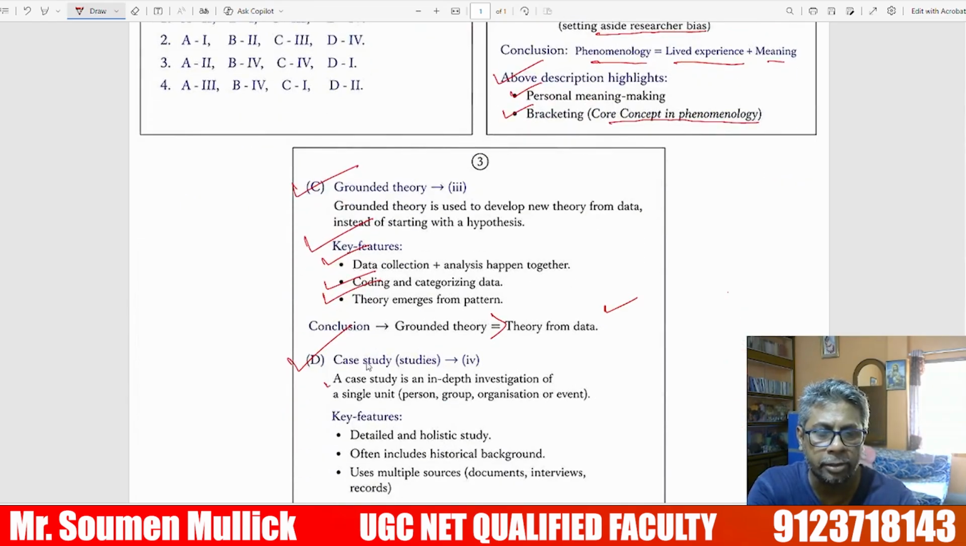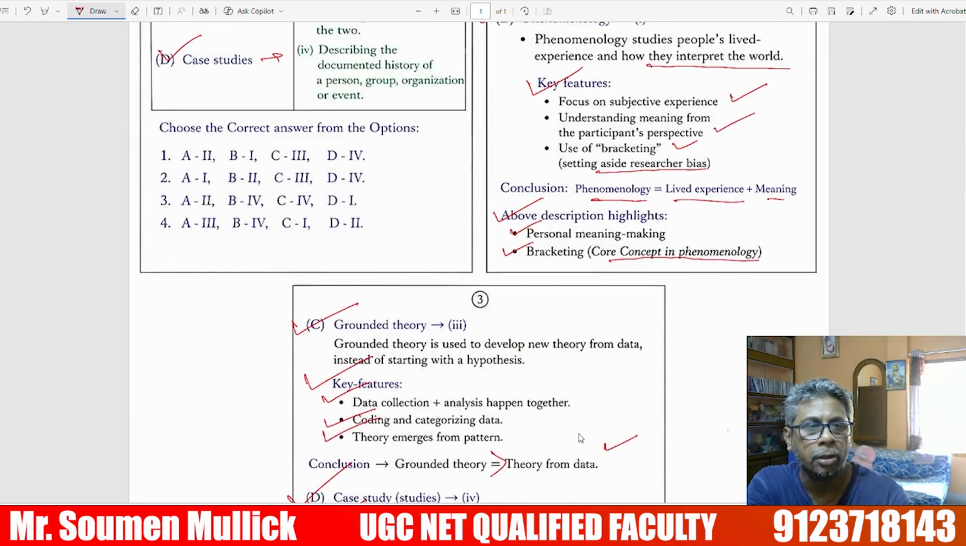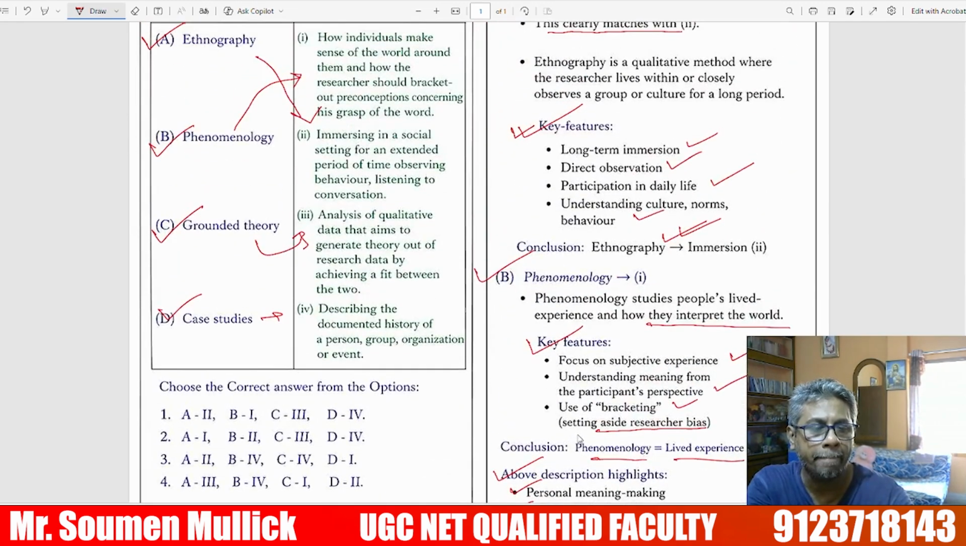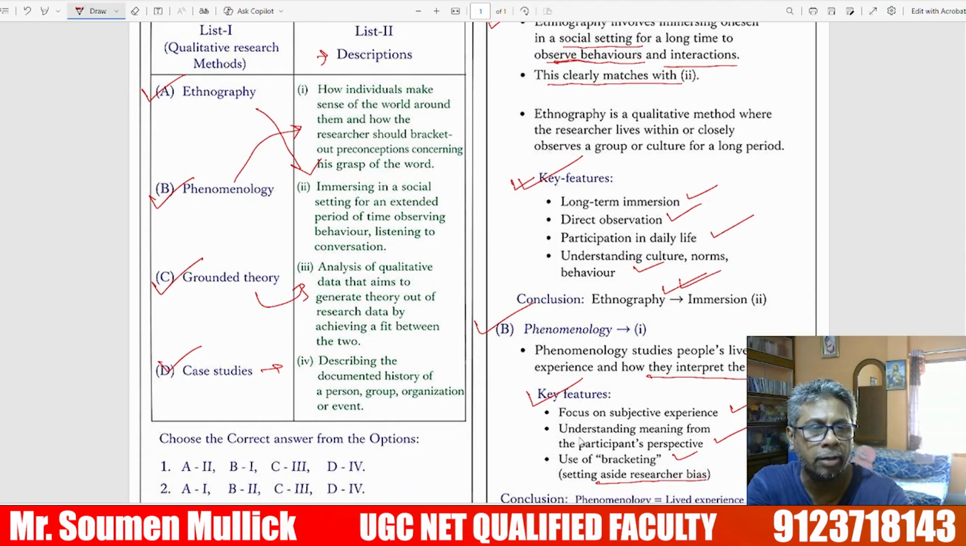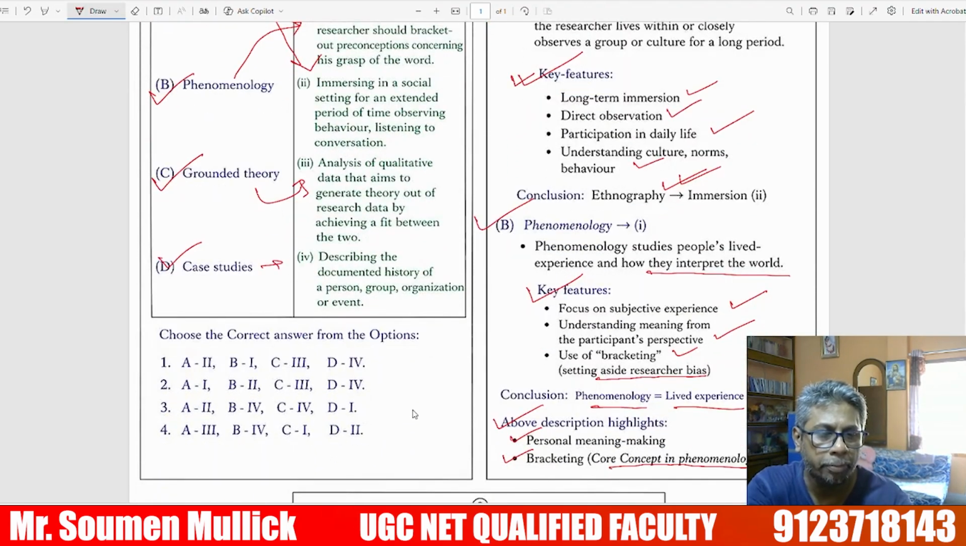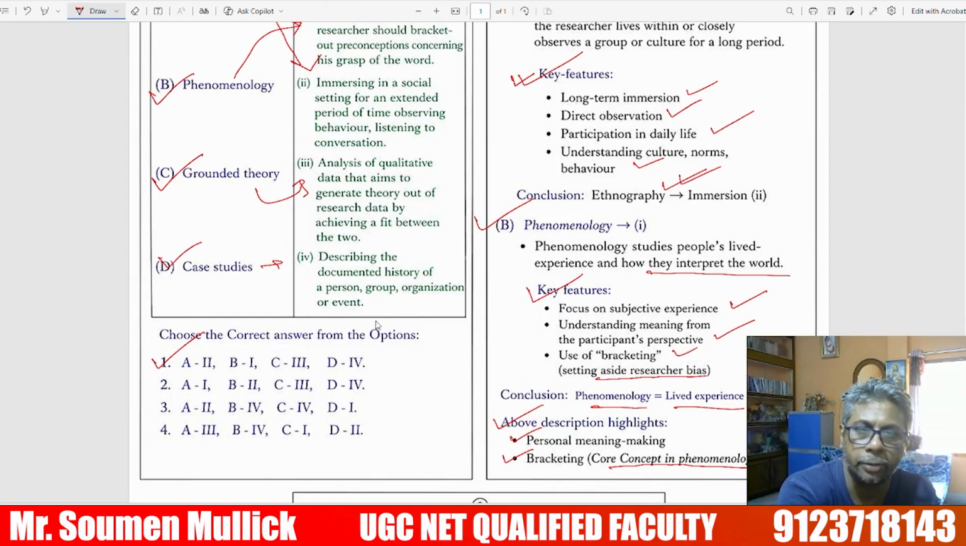Case study means the in-depth investigation of a single unit. Key features: detailed holistic study, often including historical background and using multiple sources: documents, interviews, and methods. So A3, B1, C3, and D4. These are the correct options.